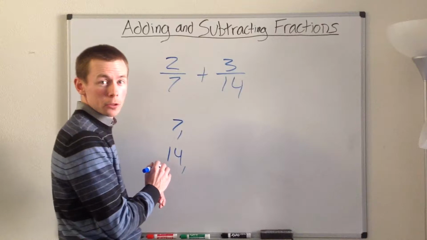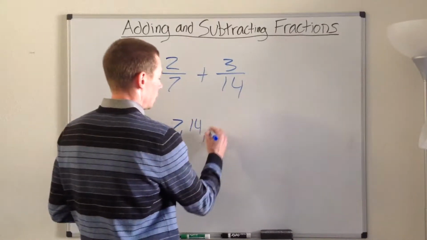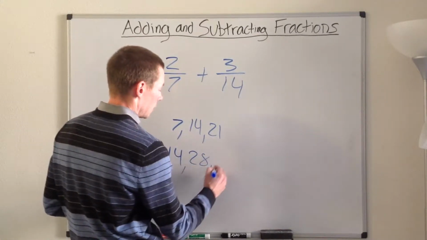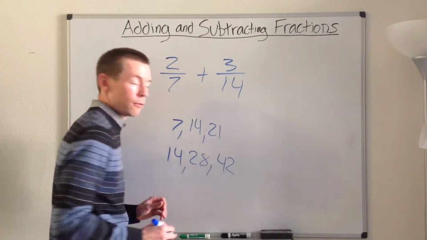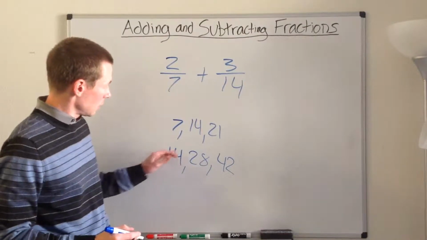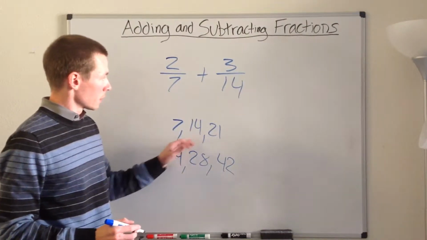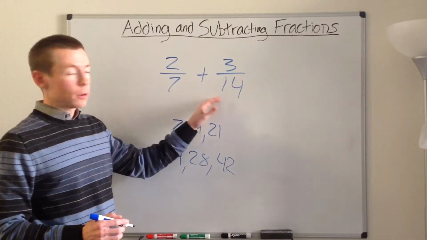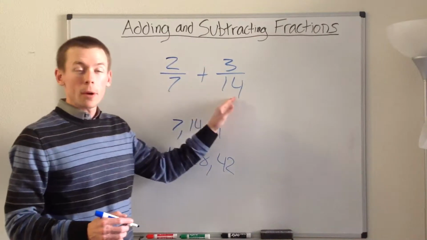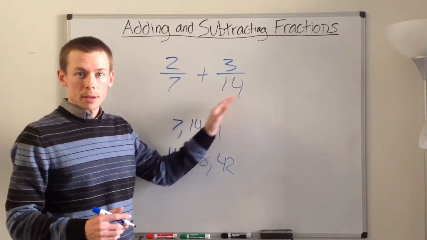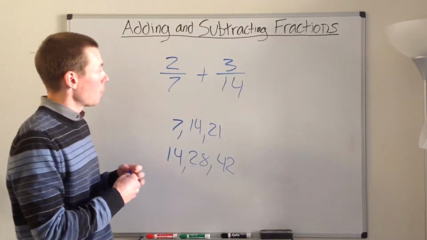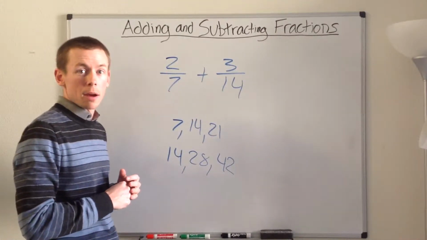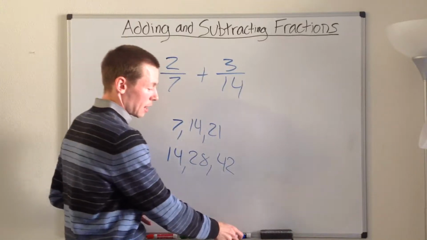So the first three multiples of 7 are 7, 14, and 21. The first three multiples of 14 are 14, 28, and 42. What's the lowest one they have in common? 14. So in fact, when you get unlike denominators, the first thing you might want to check is, does the smallest number go into the largest number? Okay? That way, you'll only have to adjust the smaller number fraction, smaller number denominator.